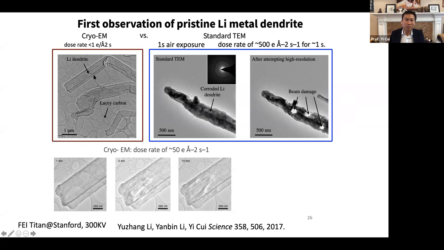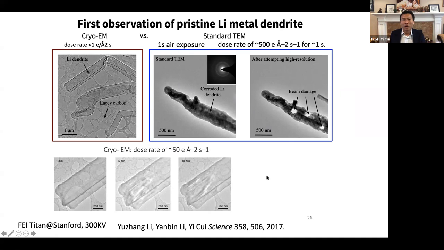We did dose testing. It turned out lithium metal is a lot more robust in the cryo condition compared to the biomolecule. Imaging lithium metal is straightforward. It's a lot easier. You know, lithium metal is metallic. Melting point is 180 degrees Celsius.